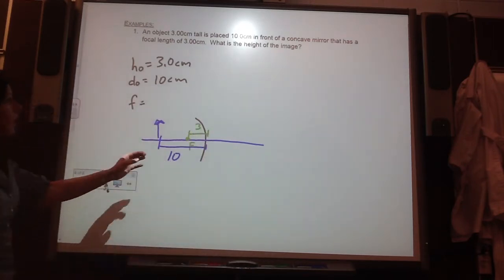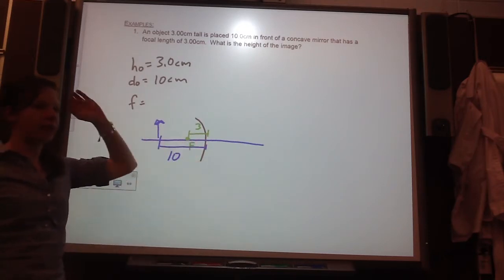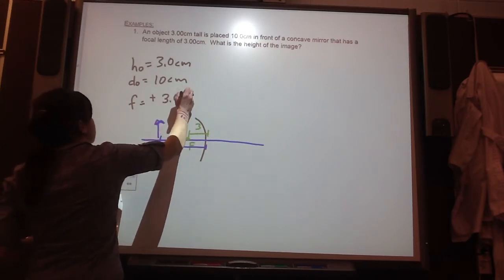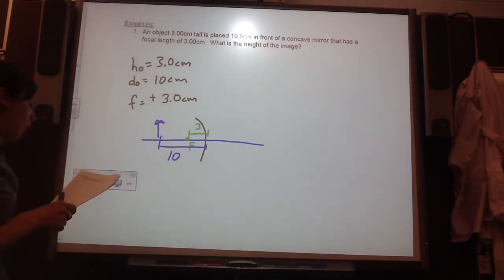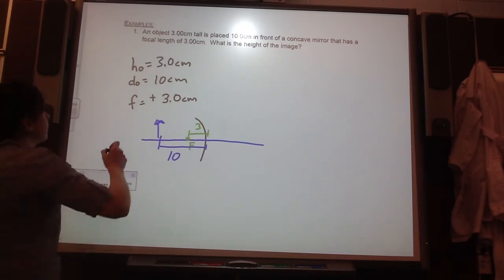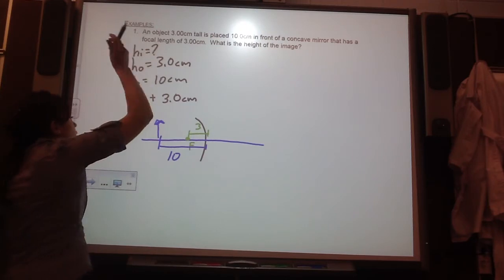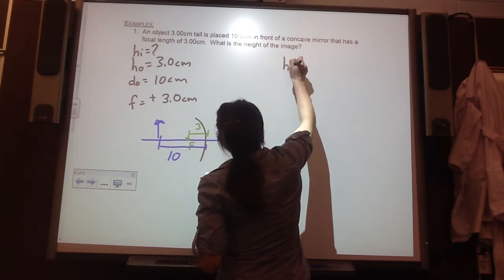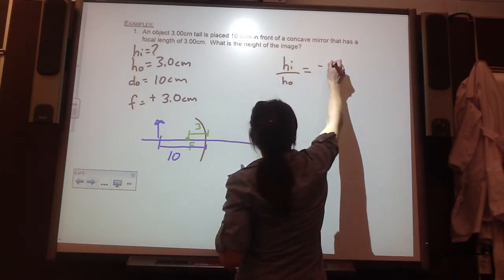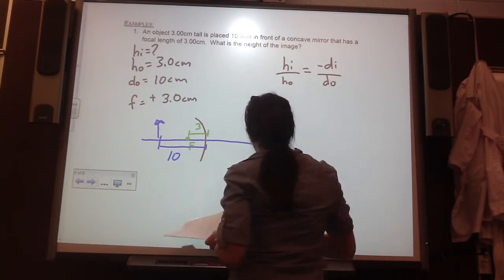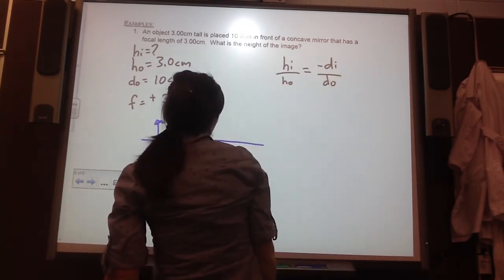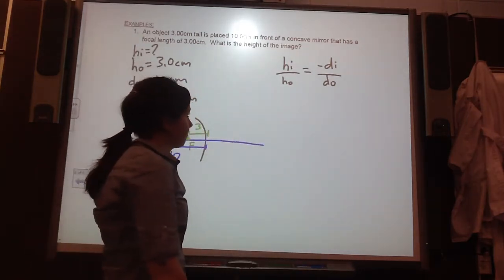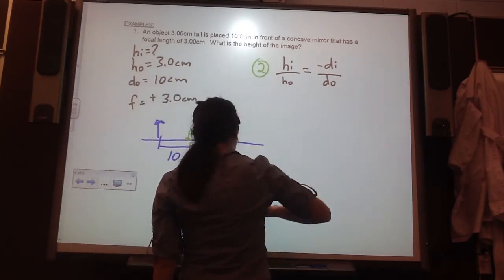So we know, since the object is not within the focal length of a concave mirror, that we can set our focal length to a positive value of 3 centimeters. Okay, and we're asked what is the height of the image. So HI is our question mark. The formula that has HI in it, with the variables that we've been given, is as such, but we don't have DI. But we can find DI using our formula that has F in it. So this will be the second step we do.